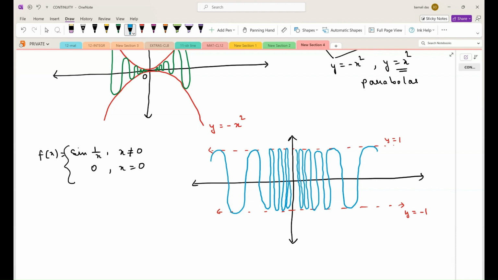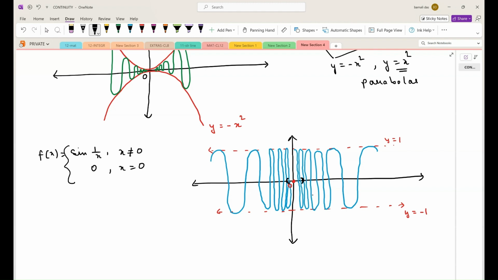So what happens is, for this function, if you consider the point 0, and consider a very small interval on the left side of 0 as well as on the right side of 0, in that small interval also the function will oscillate like anything. So neither the left hand limit will exist nor the right hand limit will exist. So in that case, the limit will not exist at all.